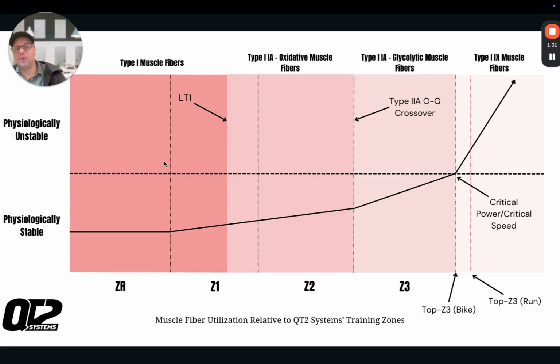But for the most part, what we'll be doing today is considering how and where this critical power or critical speed lands relative to our power or pace at VO2 max. So how close this occurs to about this.